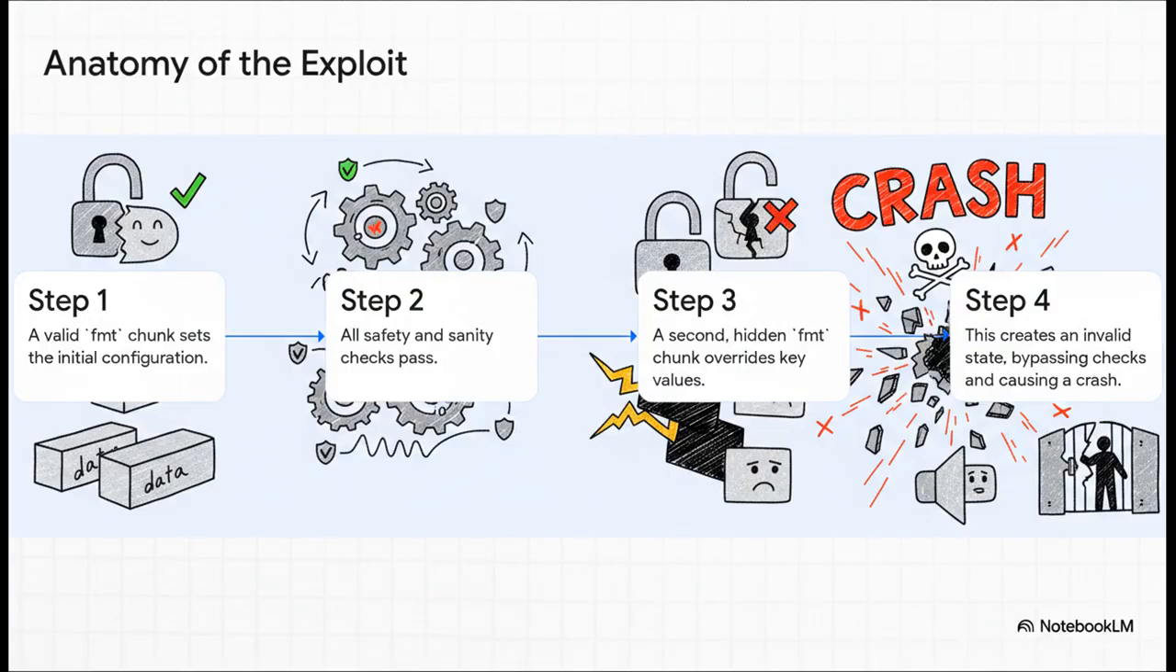Let's break down how this brilliant little exploit works. First, the attacker's file presents a totally normal, safe-looking format chunk. The audio player reads it, runs all its safety checks, and goes, "Yep, everything looks good here." But then, here comes the secret weapon, a second format chunk snuck in right after the first. This chunk overwrites some of the key values from the first one, tricking the program into a weird, invalid state that all those initial safety checks completely missed. And the result? A program crash and a wide-open door for an attacker.